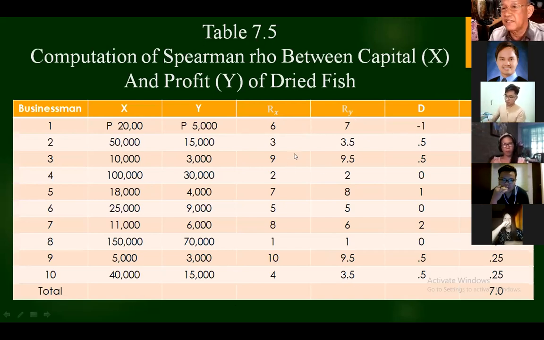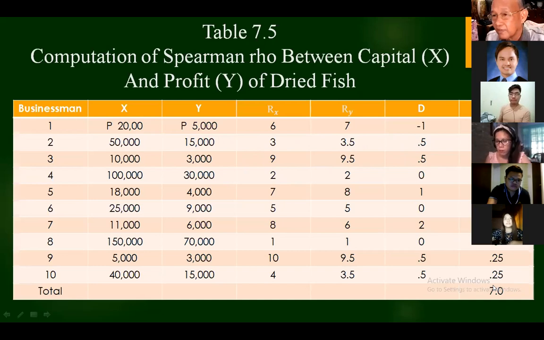Next step is find the difference between ranks. Itong D. So 6 minus 7 is negative 1. Square it, positive 1. Okay? 3 minus 3.5 is 0.5. Square it, 0.25. 9 minus 9.5 is 0.5. You square it, 0.25. Then get the summation D square, 7. Okay? Is that clear to the group? Yes, sir.